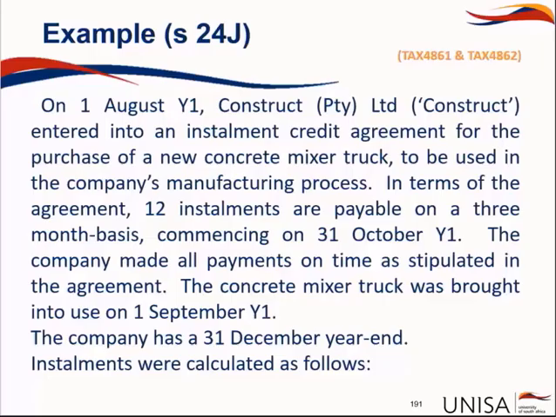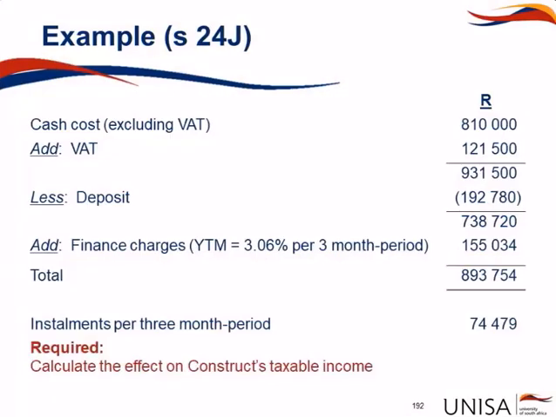So they've given us the payment periods, they've given us our year end, they've given us how many installments there will be. Then on the next page, they gave us a breakdown of what the cash cost was, the yield to maturity, so the financing. The amount that's actually being financed will be that 738,000, and what our installments are. So all the information that we need.